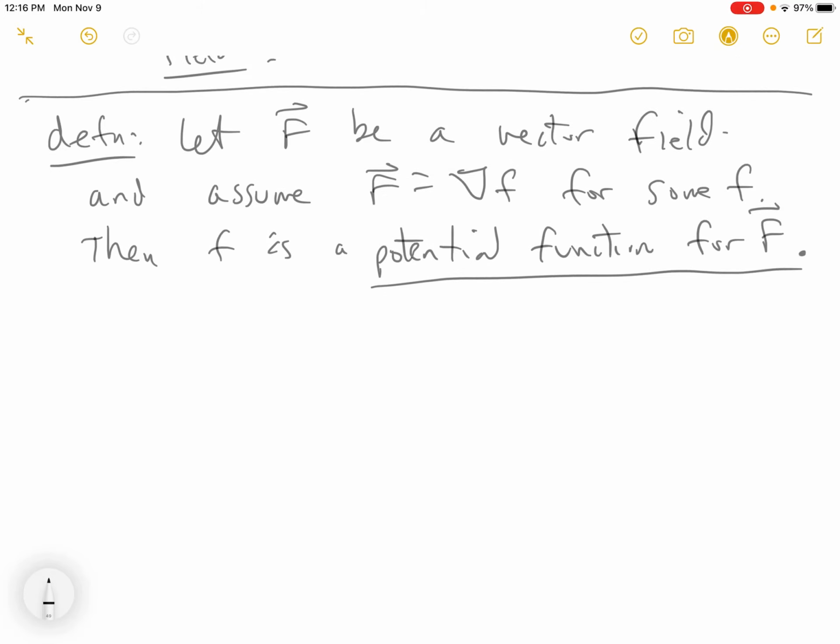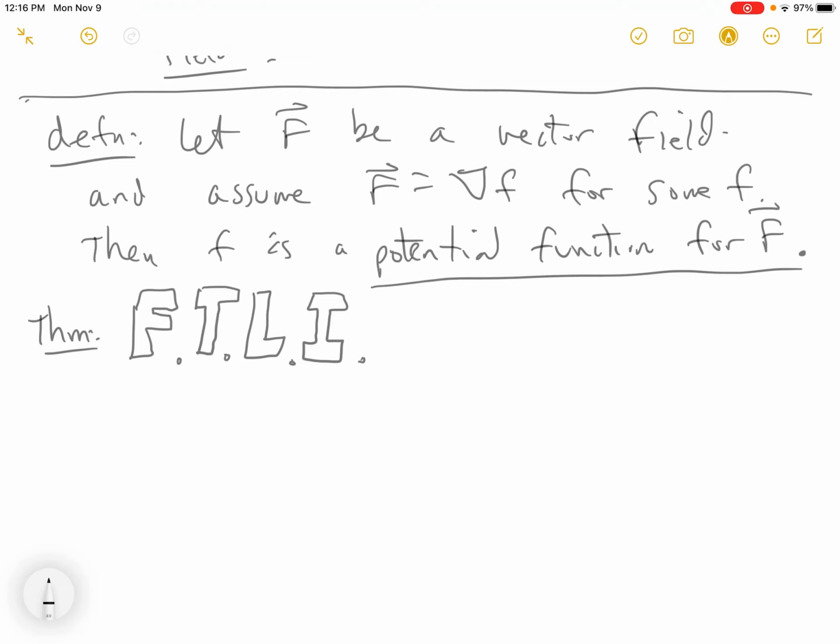Okay, and then something very cool here. This big theorem. It's the fundamental theorem of line integrals. It's a big one. And if you know how to use this, it will make your life incredibly easier in the weeks to come.